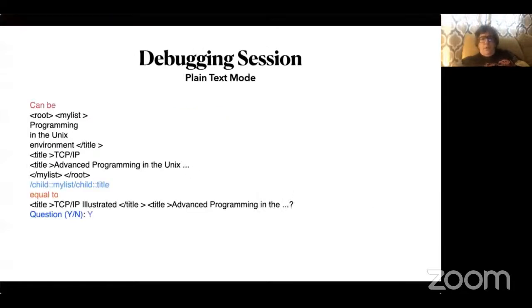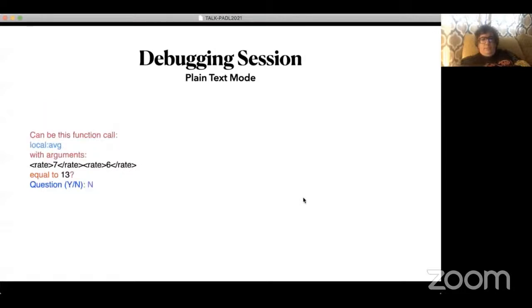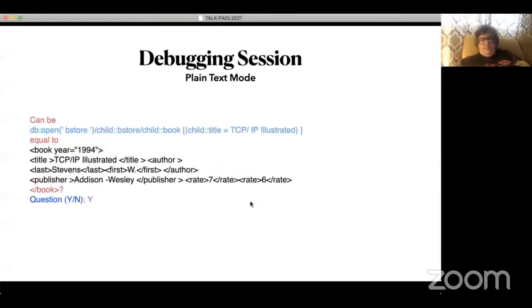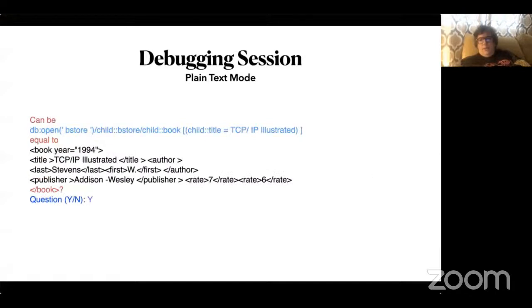Now, we can see the aspect of questions in the debugger. Here, a question about a path in an XML tree is asked. Here, there is a question about the result of a function. And here, we have a question about a path expression about an input document.